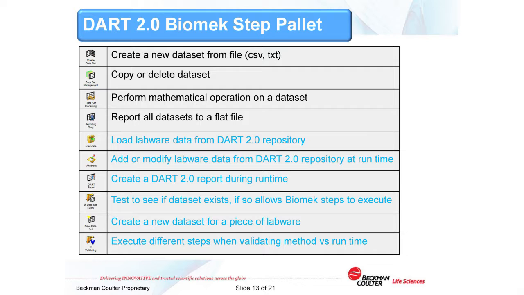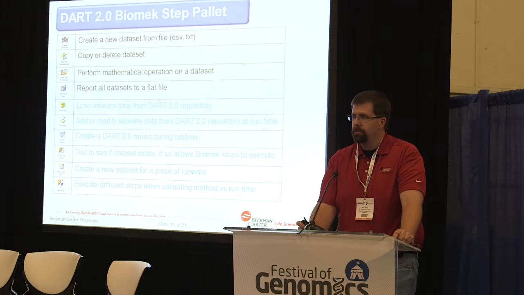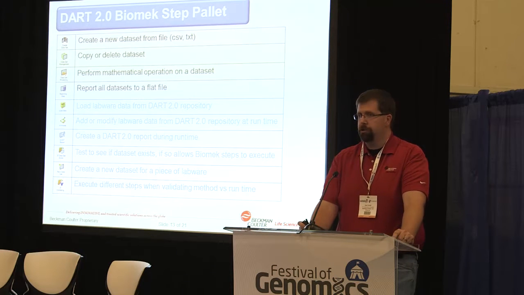You can actually modify the script on the Biomek to test to see if a data set is available. If it is, then do certain actions on the liquid handler. If it's not, don't do those actions. You can create new data sets de novo, or you can execute different steps when validating a method versus runtime. So this will help you when you're doing method creation to help debug.